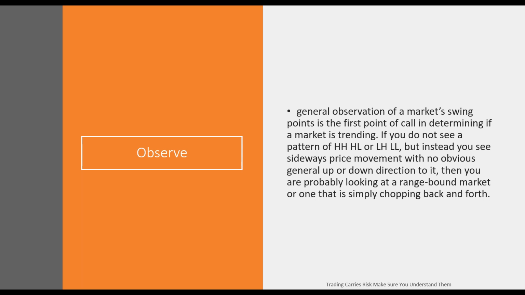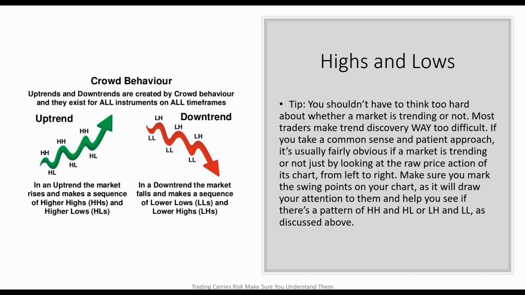So, general observation of market swing points is the first point of call in determining if a market is trending. If you do not see a pattern of higher highs and higher lows, or lower highs and lower lows, but instead you see sideways price movement with no obvious general up or down direction, then you are probably looking at a range-bound market or one that is simply chopping back and forth. And we move on. You shouldn't have to think too hard about whether a market is trending or not. Most traders make trend discoveries way too difficult.